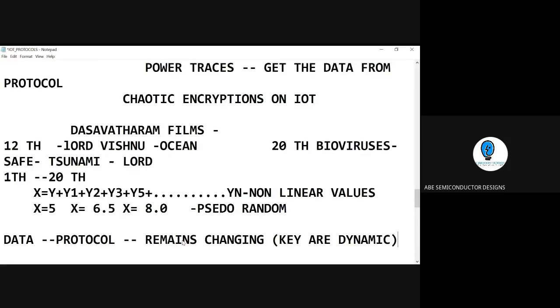That is what we are focusing on today. That is called chaos encryption. Chaos encryption and decryption on the IoT protocol. So what is the logic which is being taken?